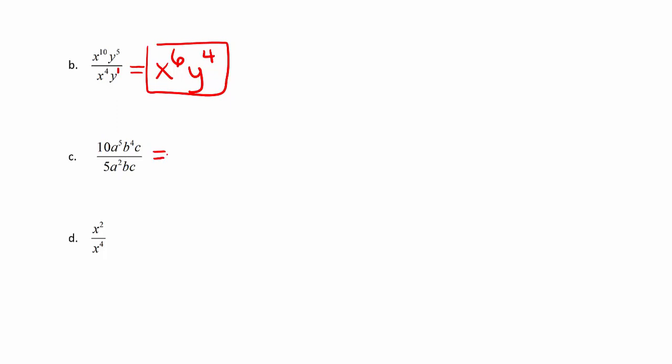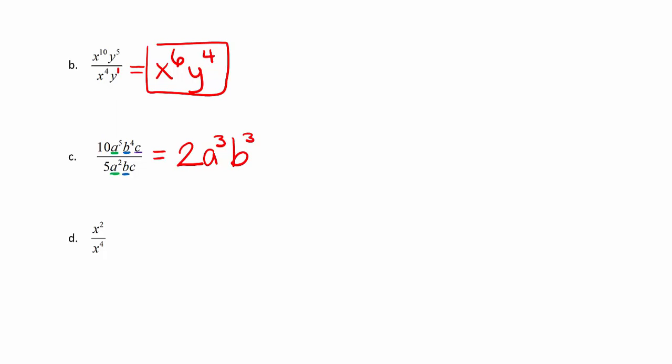Now, if you're dividing something that has coefficients or numbers, the quotient rule works the same way, except you can divide those numbers like you normally would. So in example C, 10 divided by 5 is 2. And then a to the 5 divided by a squared, we would subtract the exponents to get a to the third. b to the fourth divided by b to the 1 becomes b to the third.